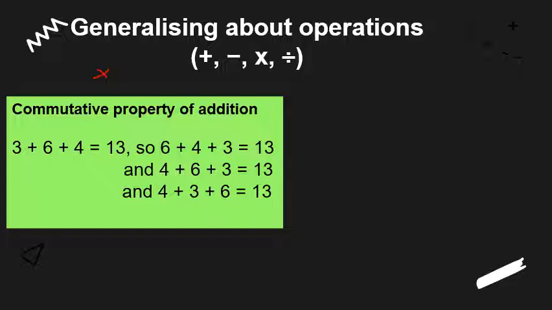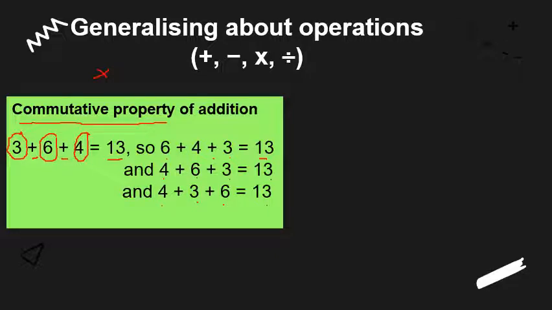So here we have 3 plus 6 plus 4 equals 13. And I know that with addition number sentences, they're governed by this commutative property, which means that it doesn't matter which order I add these addends in, that's the numbers that I'm adding together, I'll still get the same sum, which is 13. So I can have 6 plus 4 plus 3 equals 13, 4 plus 6 plus 3 equals 13, 4 plus 3 plus 6 equals 13.